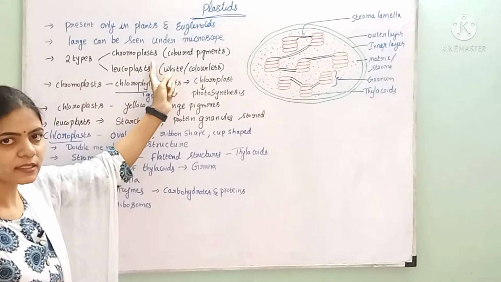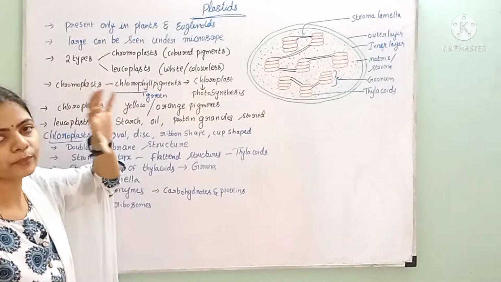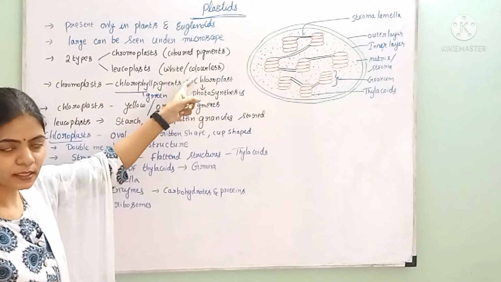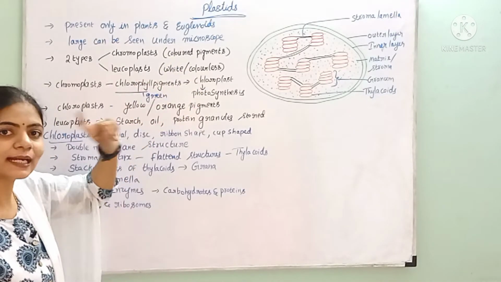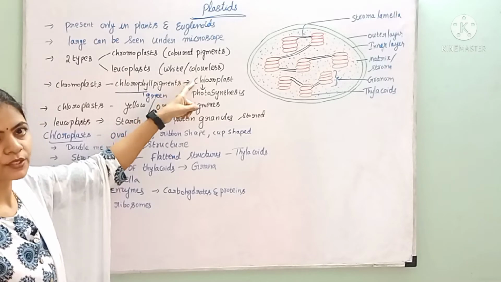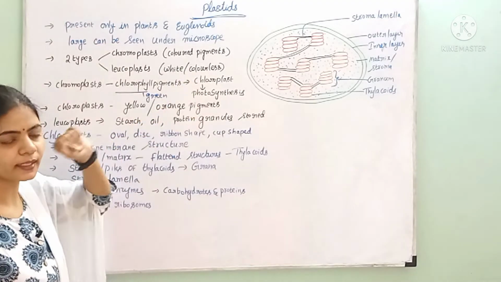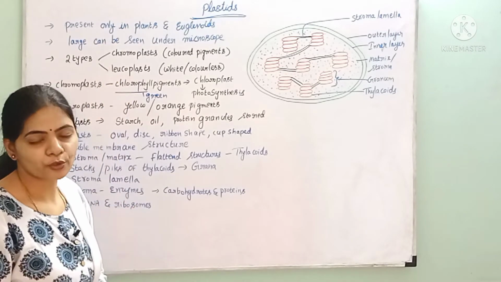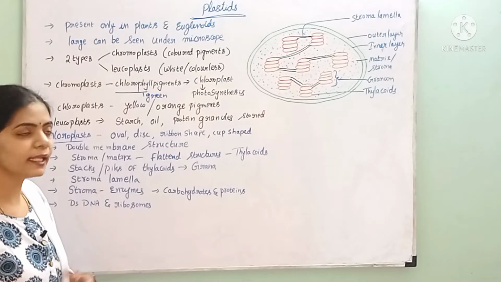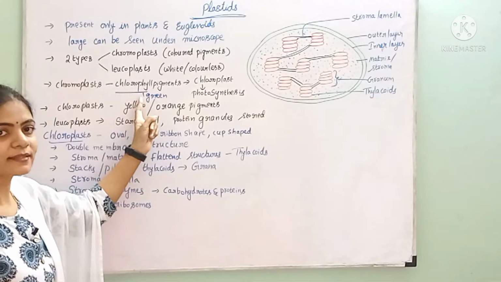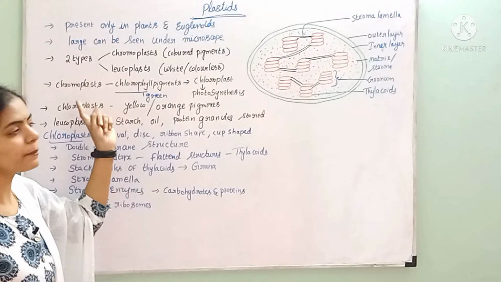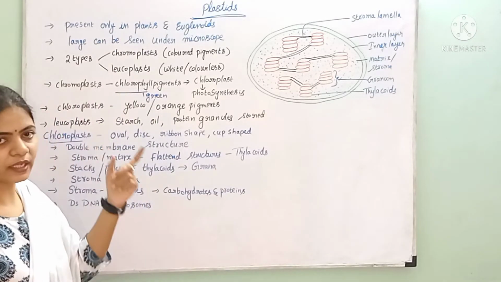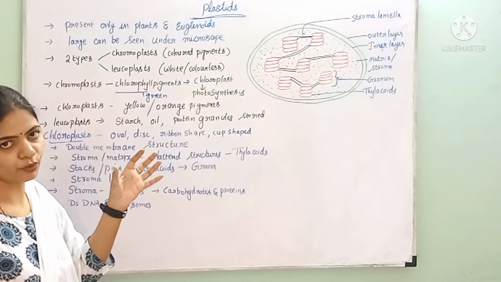The chromoplasts are colored plastids. They consist of colored pigments, hence they are called colored plastids. Whereas the leukoplasts are colorless or white in color. Some of the chromoplasts have a green colored pigment called chlorophyll pigment, which is generally seen in the green plants.